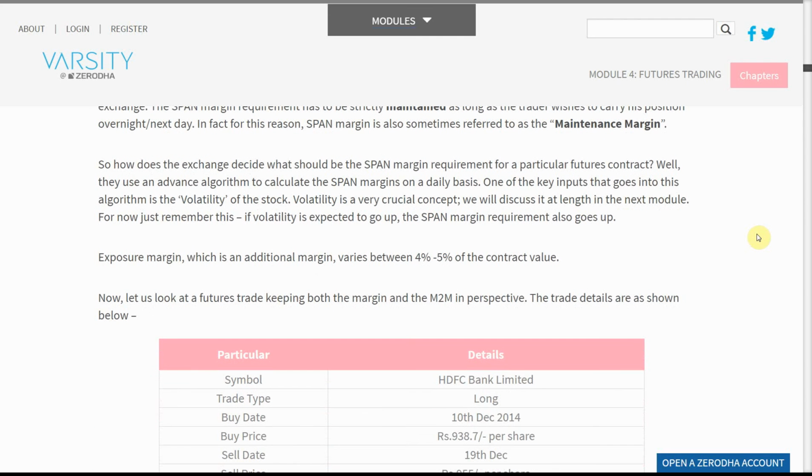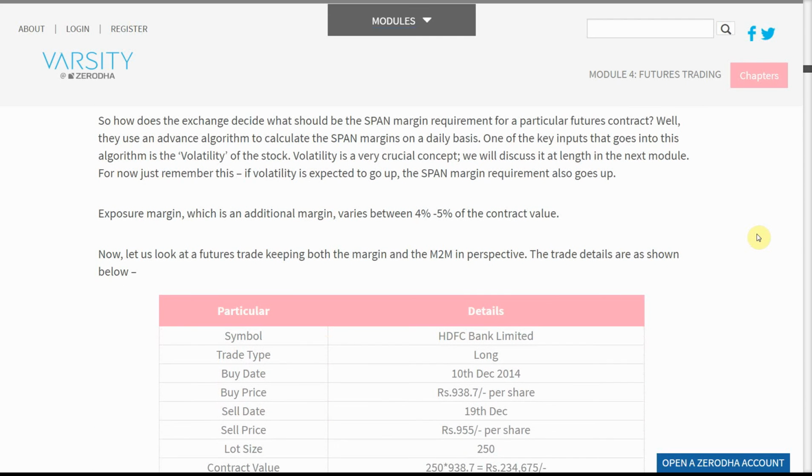So how does the exchange decide what should be the span margin requirement for a particular futures contract? Well, they use an advanced algorithm to calculate the span margins on a daily basis. One of the key inputs that goes into this algorithm is the volatility of the stock. Volatility is a very crucial concept. We will discuss it at length in the next module. For now, just remember this: if volatility is expected to go up, the span margin requirement also goes up. Exposure margin, which is an additional margin, varies between 4% to 5% of the contract value.